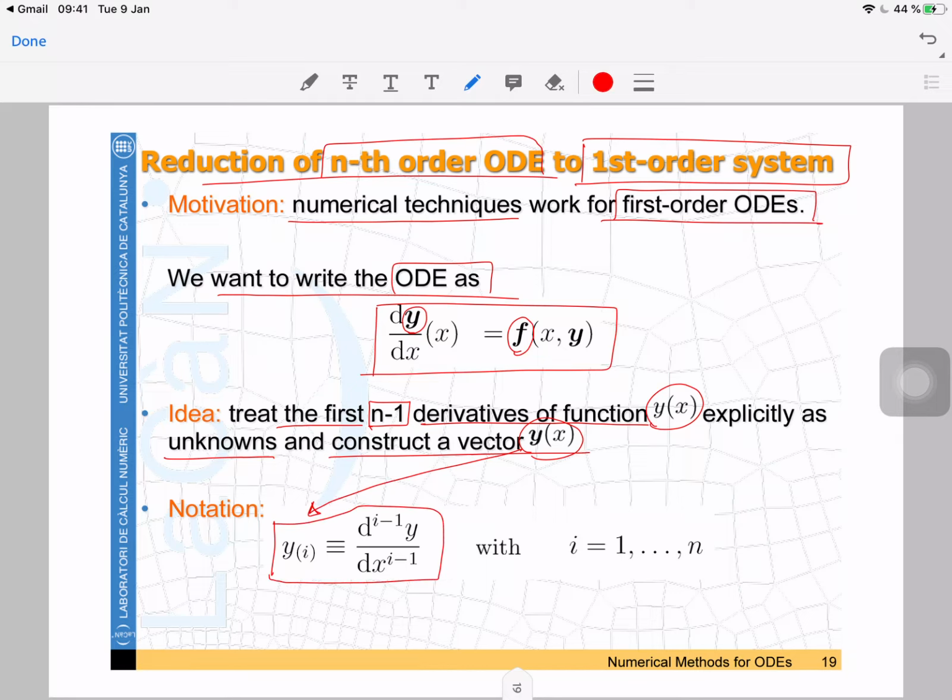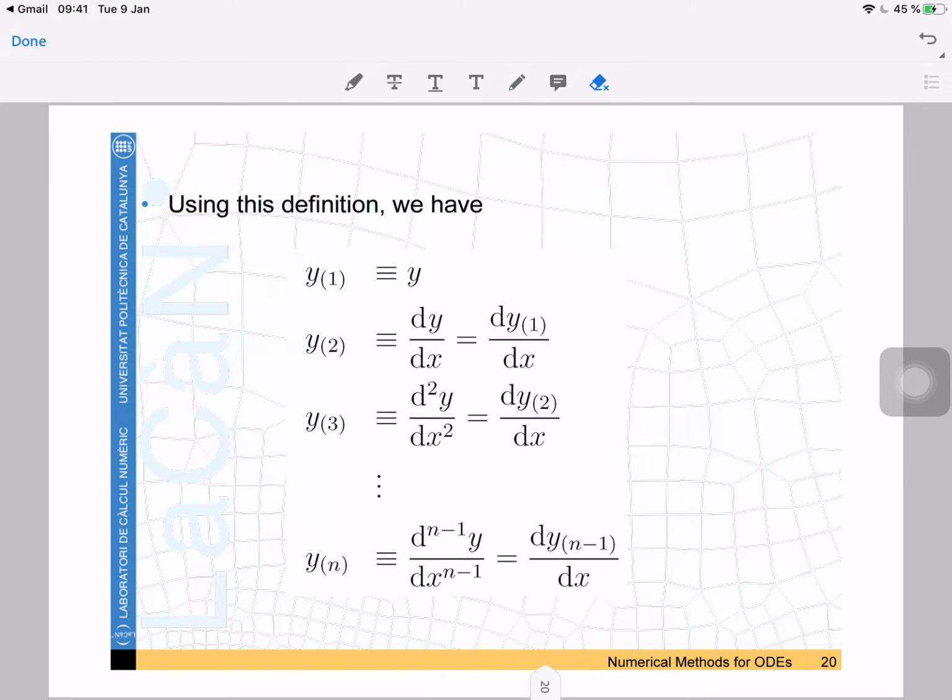So the i-th component is the i minus 1 derivative of y with respect to x, where i changes from 1 until n. So the last component is the n minus 1 derivative of y with respect to x. Using this definition, we can write the components of y. These are the components of the bold y that I introduced in the previous slide.